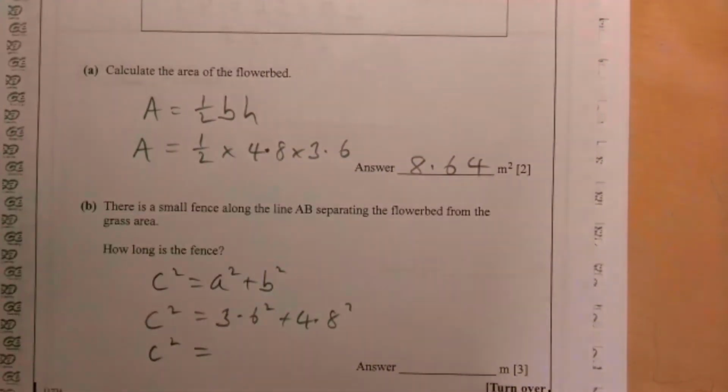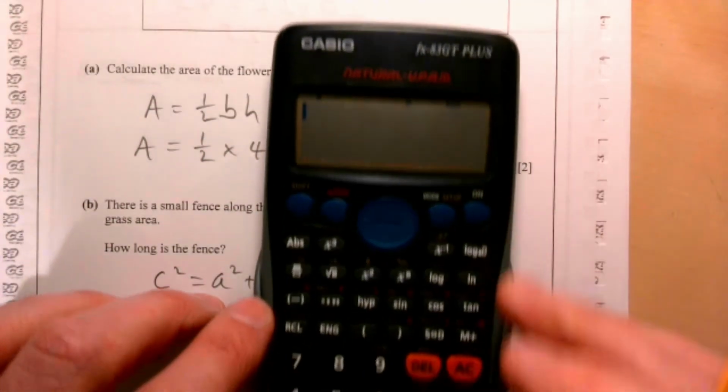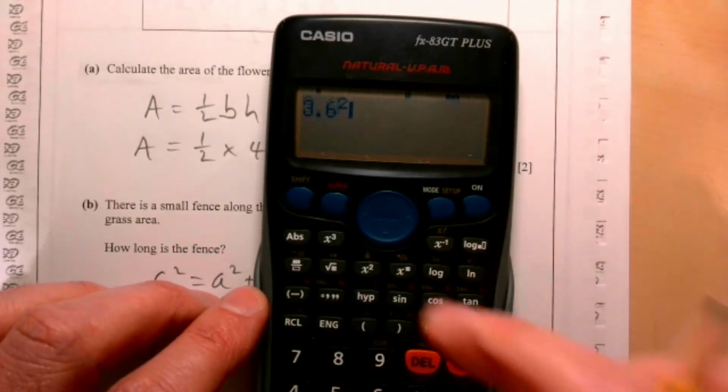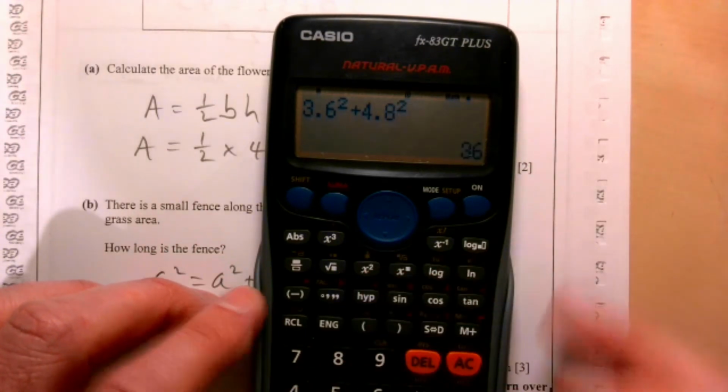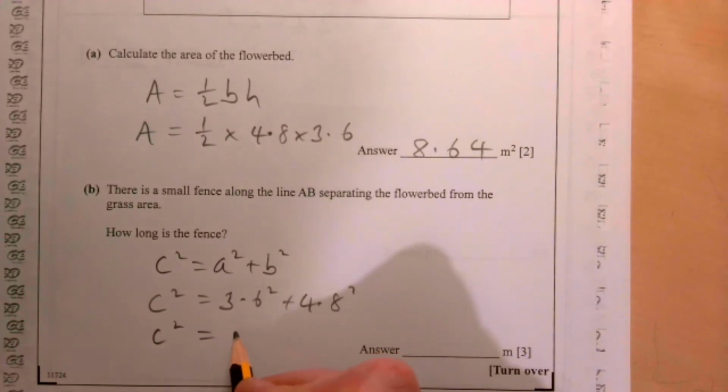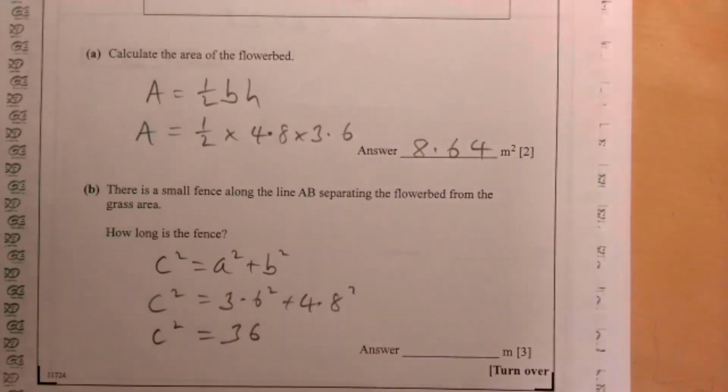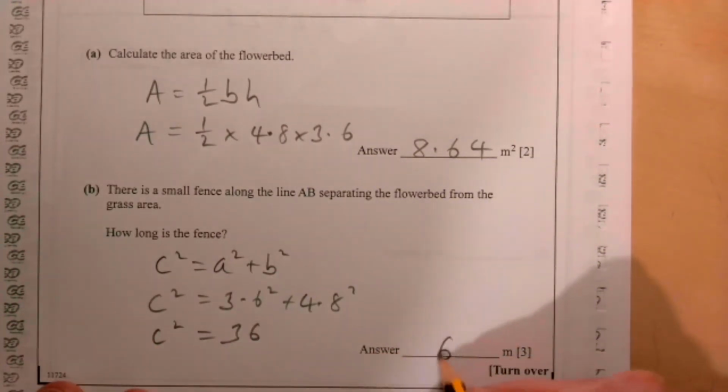C squared, let's see, 3.6 squared plus 4.8 squared. That gives us 36. That's a nice number, and that means C then is going to be 6.